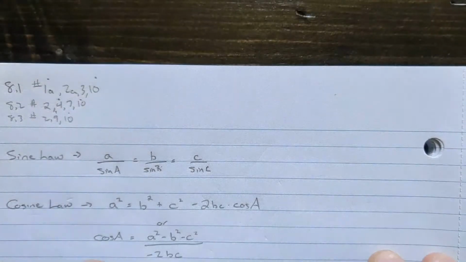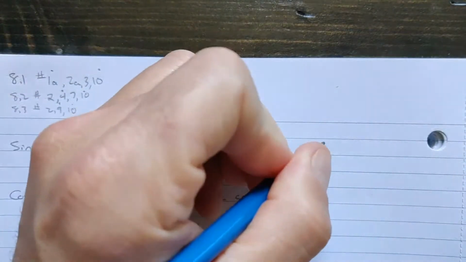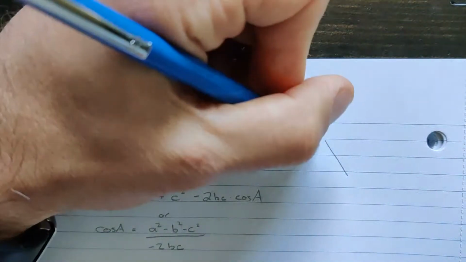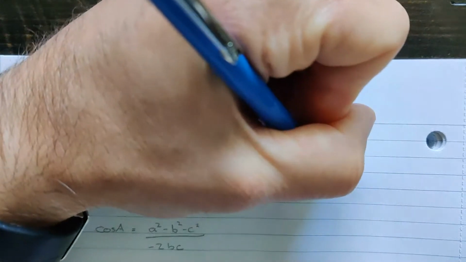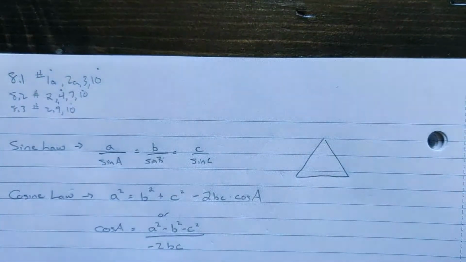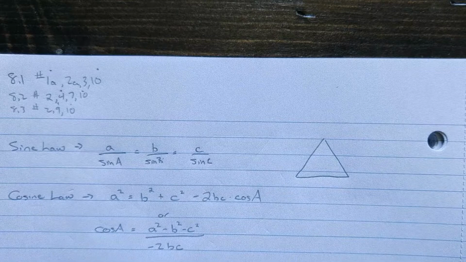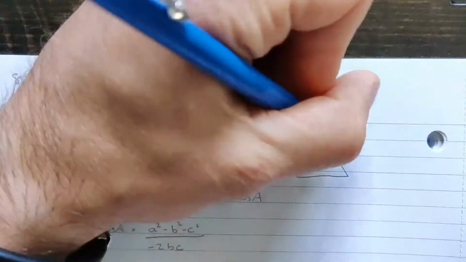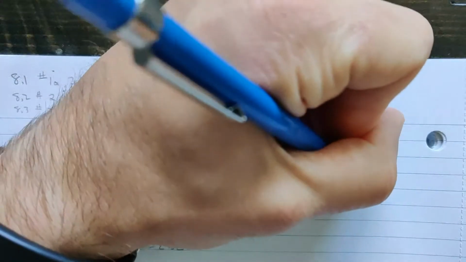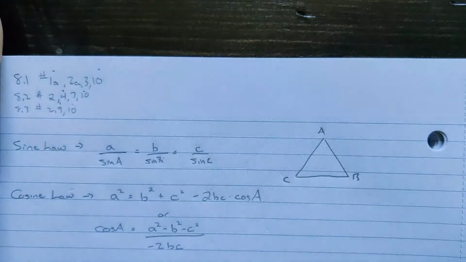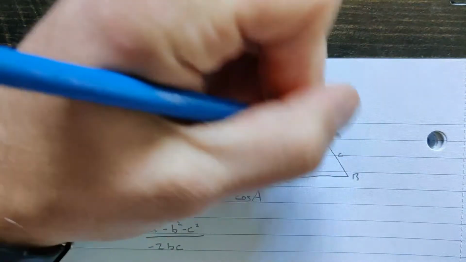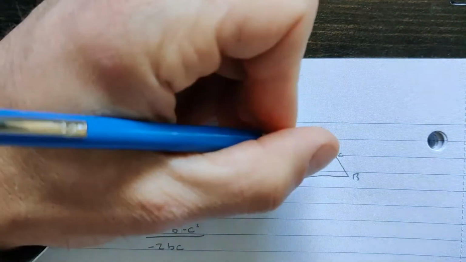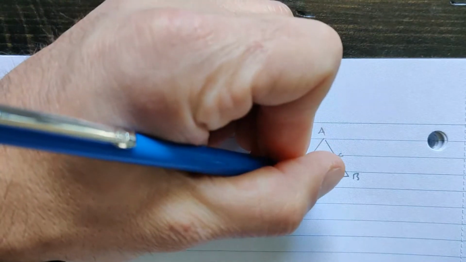In the case of the sine law, what we're looking for is a triangle. And to note that the sine law will work in a right triangle just because the sine of 90 is 1 and it kind of just allows it to work. But in the case of the sine law, if we're given a triangle A, B, C, our opposite sides are always labeled with the lowercase of the angle. So lowercase a, b, c.